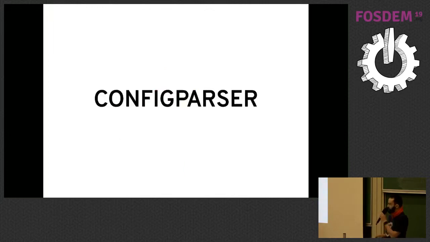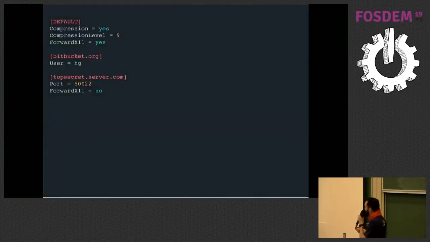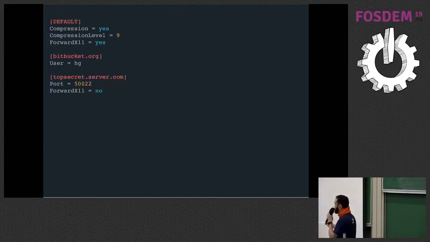So Python gives us config parser. This is an example configuration file. It is in the INI format. It's composed of sections, so I have a section called default, and I have another section called bitbucket and top secret server. These values in the default section are shared with the other sections. So if I try to access bitbucket.org compression, if it doesn't exist here, it will fall back to the default group.